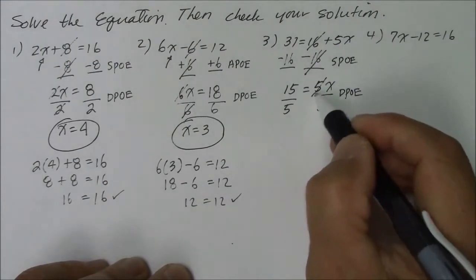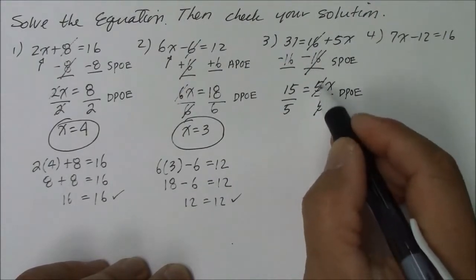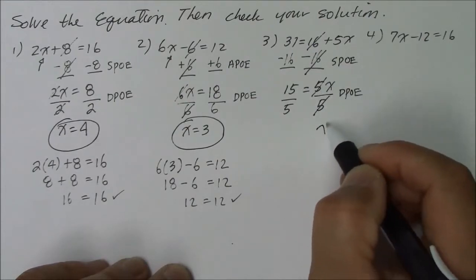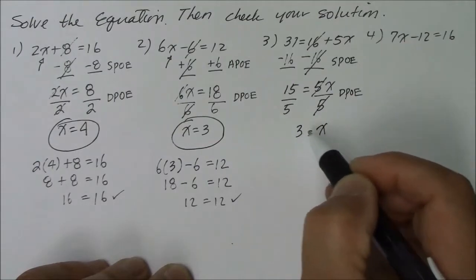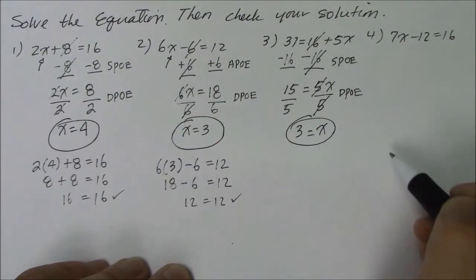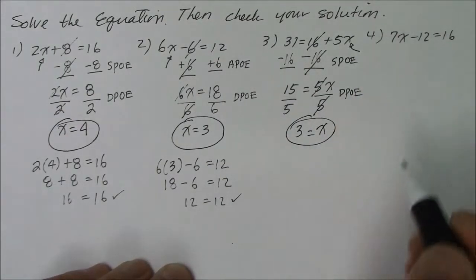So the coefficient 5 simplifies with the denominator 5. So that becomes 5 over 5 is 1. So that's just 1x, or simply x. And 15 over 5 reduces to become 3, because 5 times 3 is 15. That's the answer. And to check it, take it back and substitute it into the original equation.